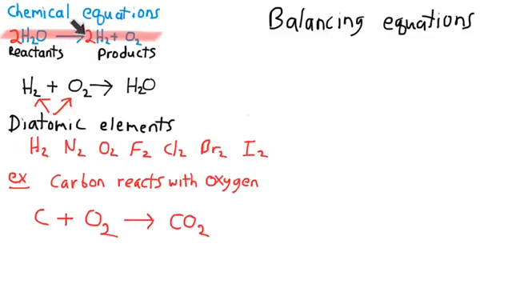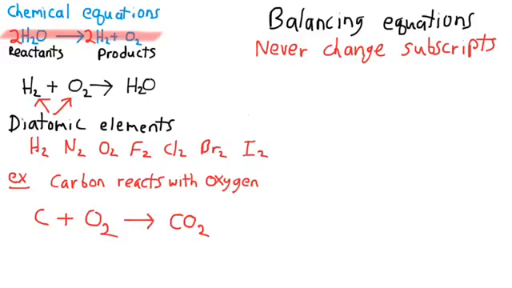4 hydrogens over here also. 2 oxygens, 2 times 1 is 2, and 2 oxygens over here also. So steps: never change subscripts when you're balancing, because that changes what chemical it is. If I try to balance this one, for example, by putting H2O2 here, then this is no longer water. That would be hydrogen peroxide, so that's not what you're trying to represent.